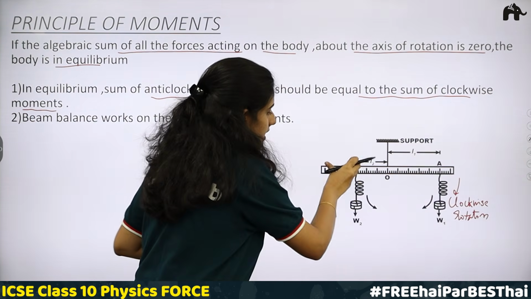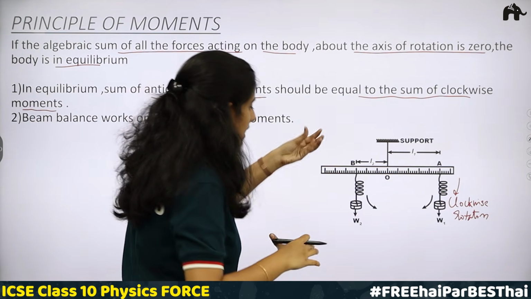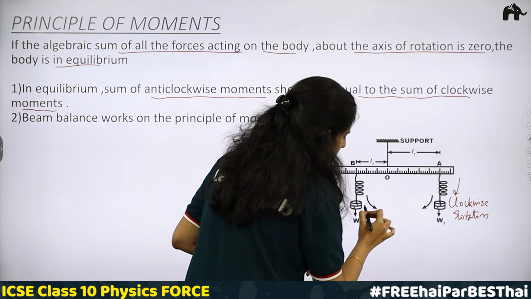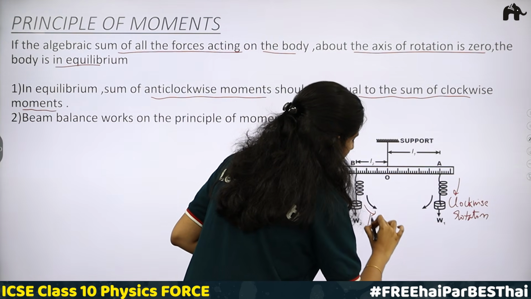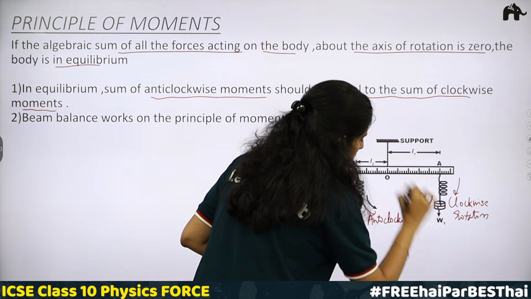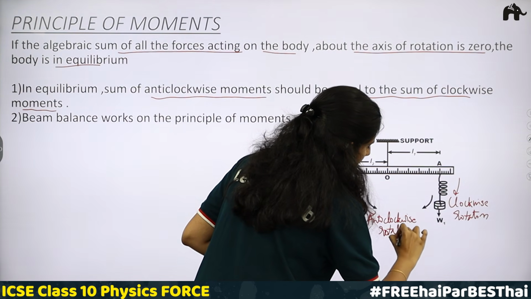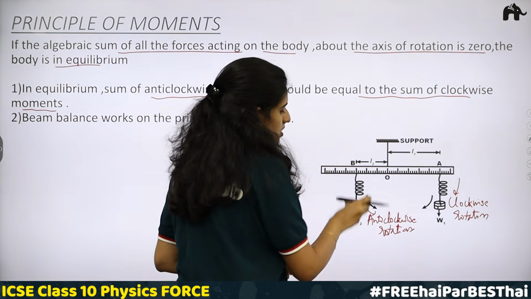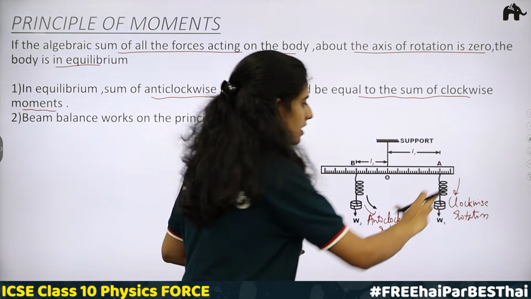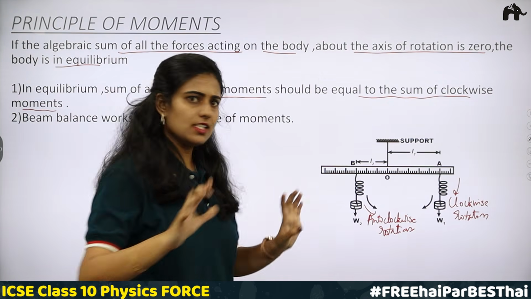Now, if the tilt is happening in this direction, due to this weight W2, the rotation may happen anti-clockwise. Because of W2 the rotation will be anti-clockwise, and because of W1, the rotation may be clockwise. Okay, just imagine the case.